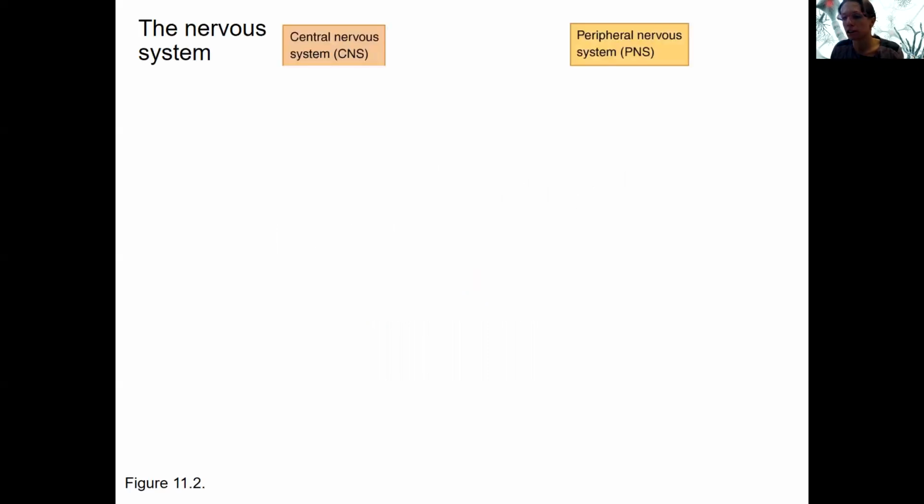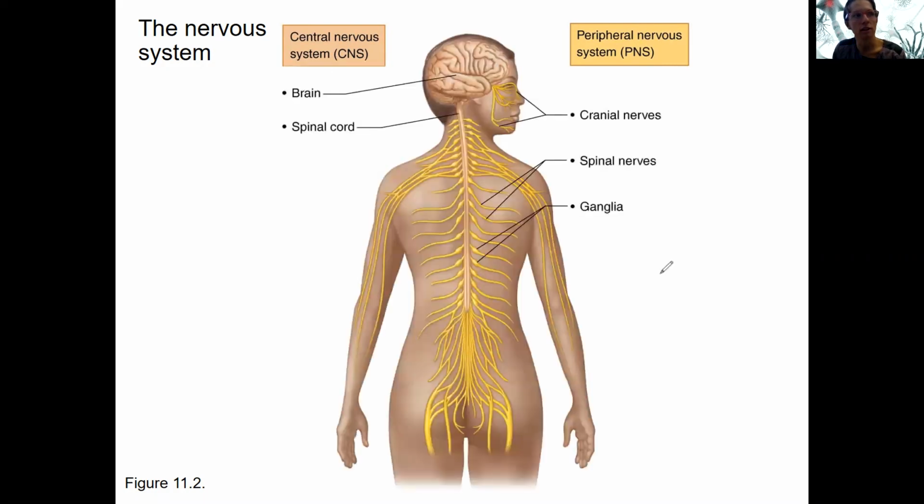So the first way to categorize, or divide up, the nervous system is the central nervous system and the peripheral nervous system. Central nervous system is the center, right? So this center part, both the brain and the spinal cord, versus peripheral, which is in the periphery, so the outside. This is going to be the nerves and the ganglia associated with those nerves. Let's go ahead and look at this.